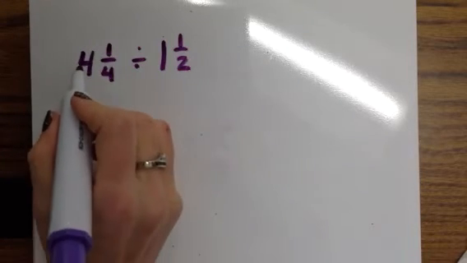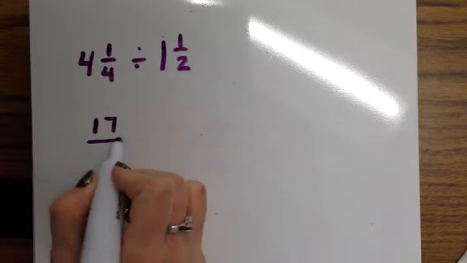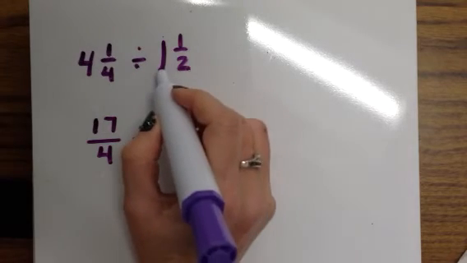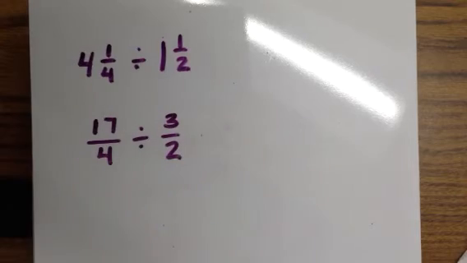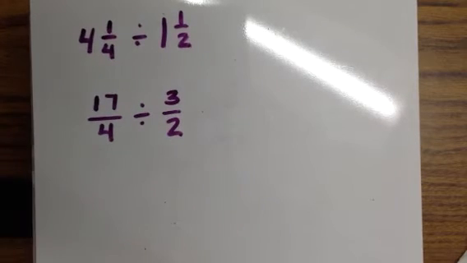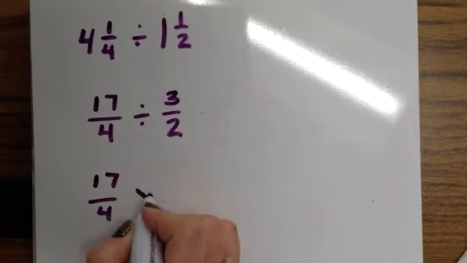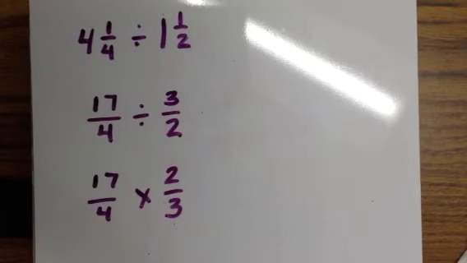change, flip. So here 4 times 4 is 16, plus 1 more is 17, and so my bottom number, my denominator, always stays the same. Divided by 1 times 2 is 2, plus 1 more is 3/2. So that's my converted division problem from mixed numbers to improper fractions. Now I can go on so I can solve it. So I'm going to do my keep, change, flip. So I'm going to keep, I'm going to change division to multiplication, and I'm going to flip my second fraction.